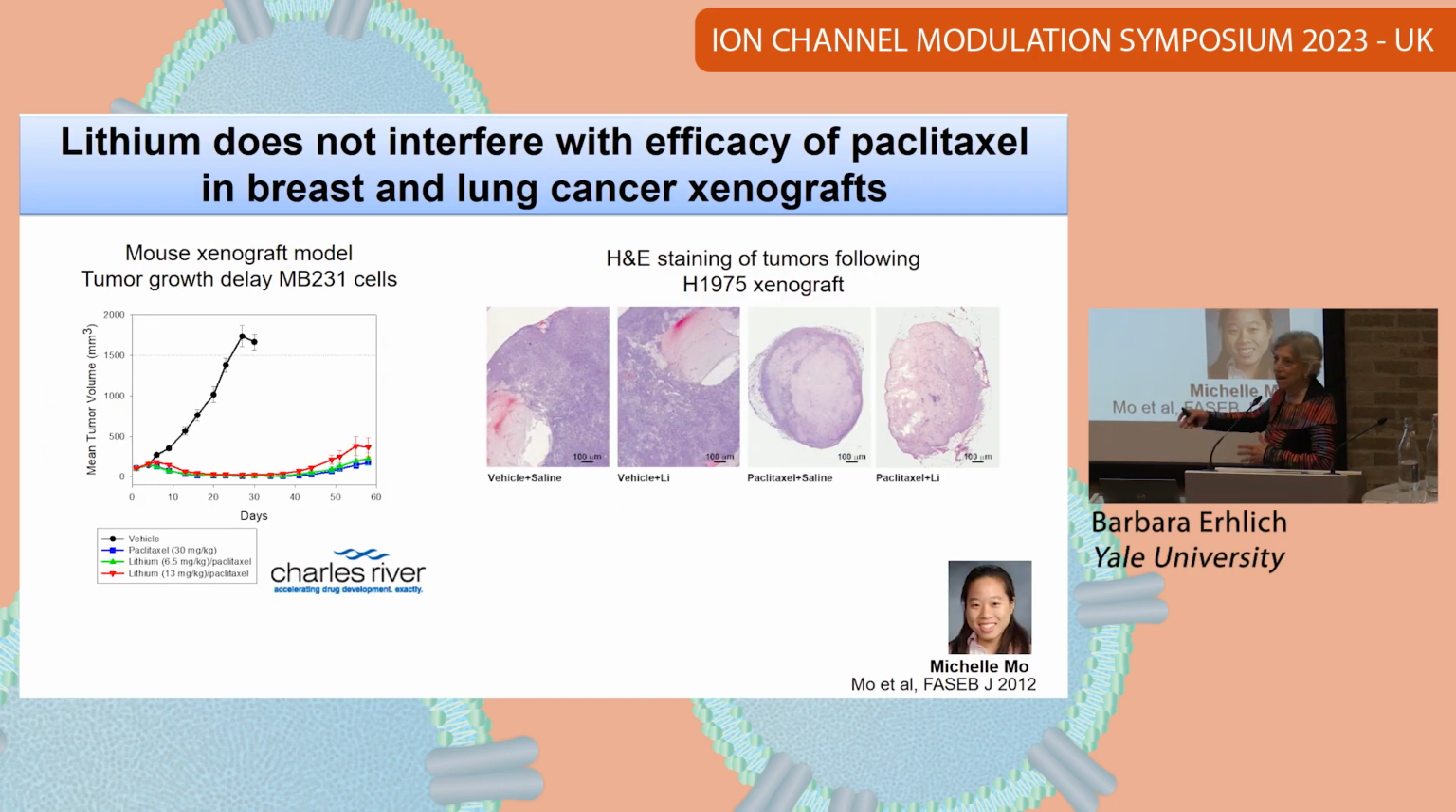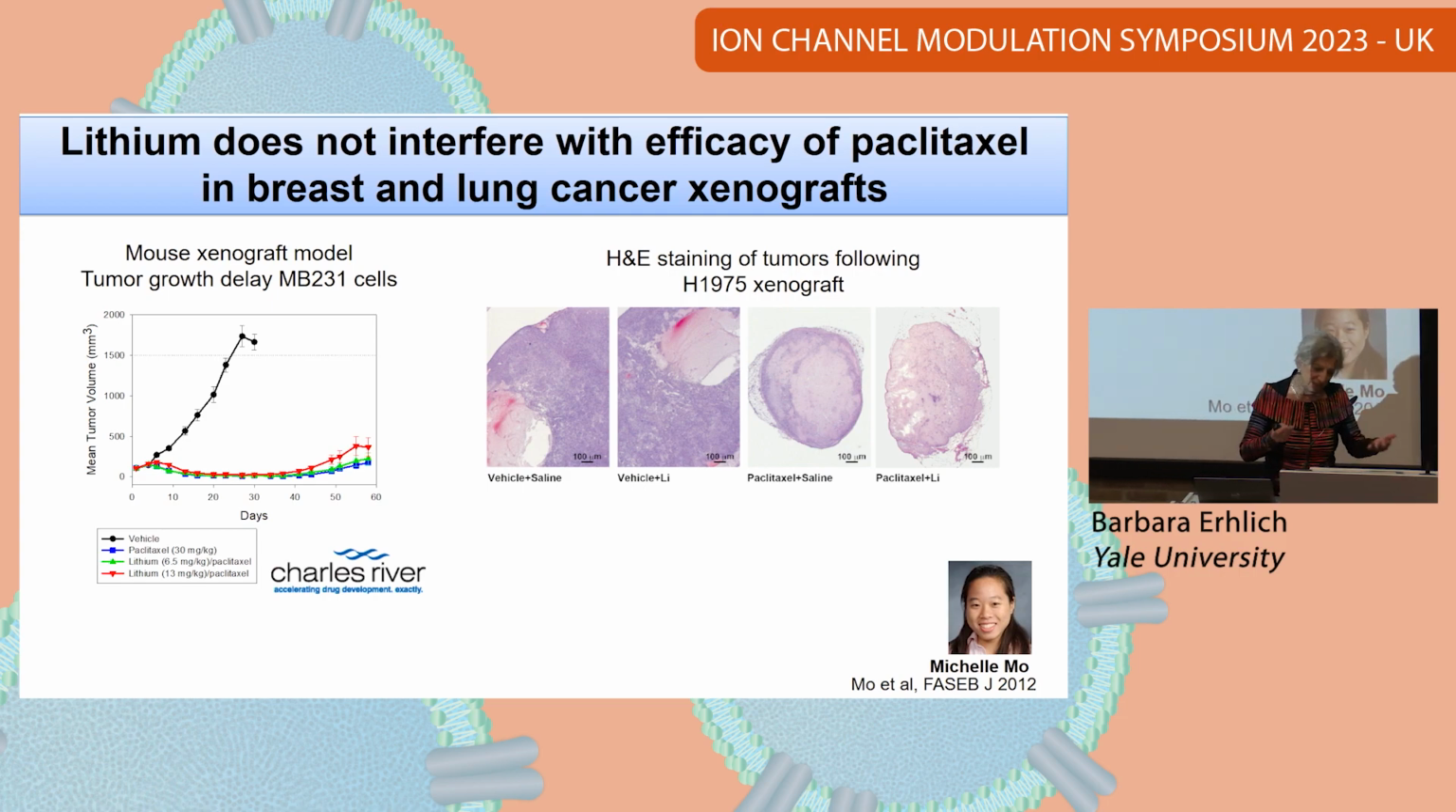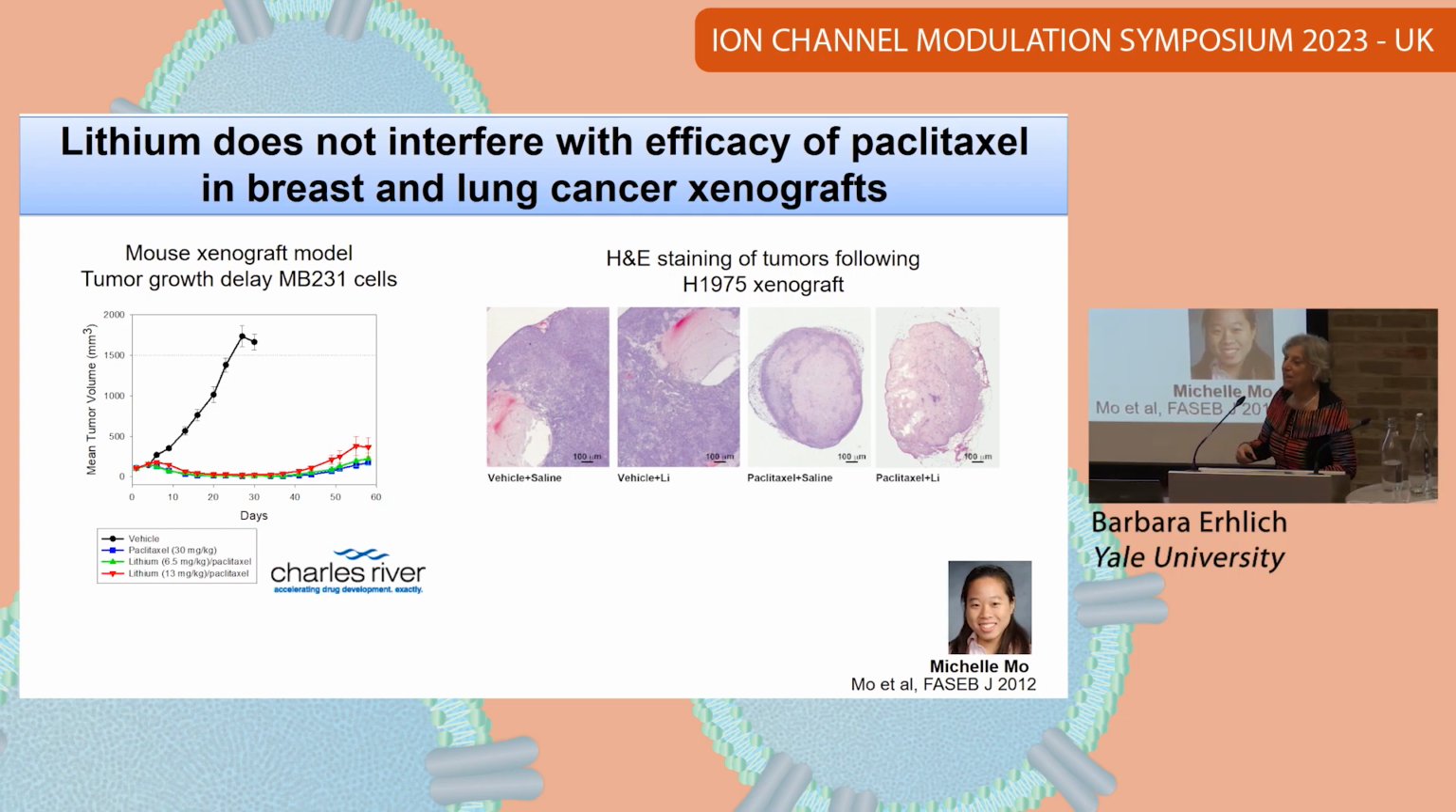Okay, this is all great. We can prevent, but what happens to the ability to shrink the tumors? And I'm happy to say there's absolutely no effect on the ability to shrink the tumors. We did the experiments in our lab, but pharma doesn't believe people like me who have skin in the game. So luckily, the Yale Cancer Center gave the money to let Charles River repeat our experiments.